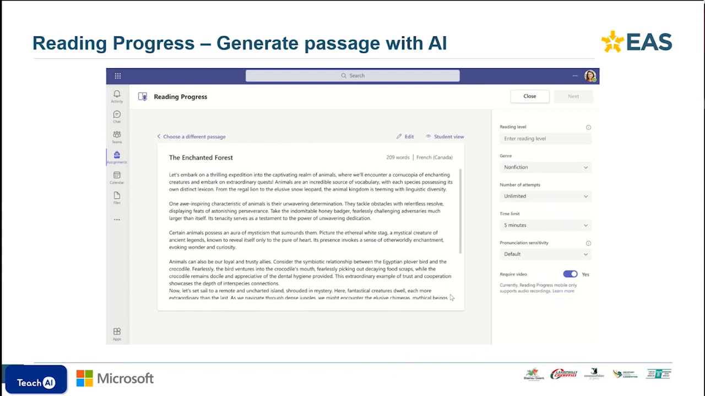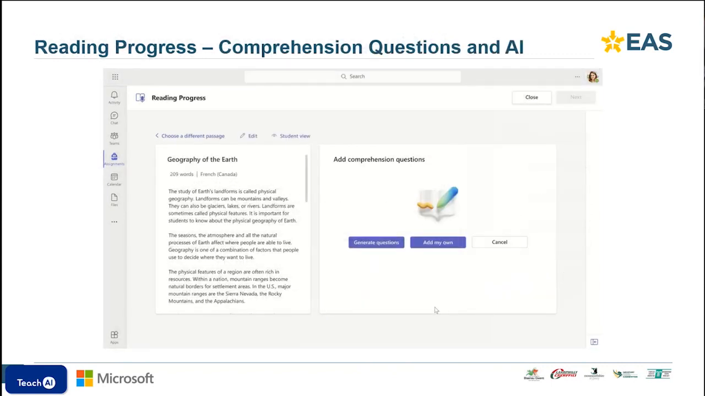So now you've got an AI generated passage that you can send out to learners, and they can go through that process of reading through that text based on what you've created. We can also now generate reading comprehension questions for any passage. It's in private preview at the moment, but they're looking to roll that out as well.